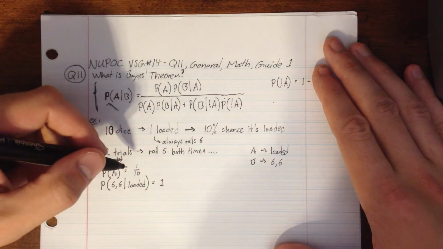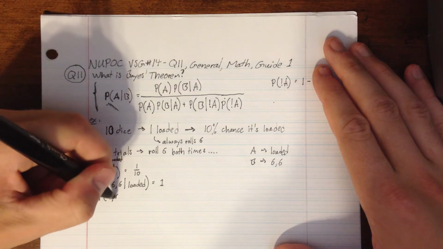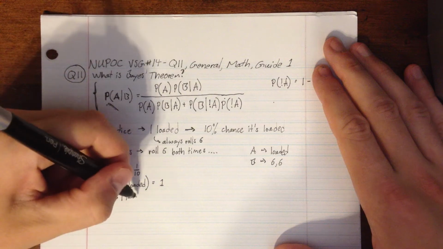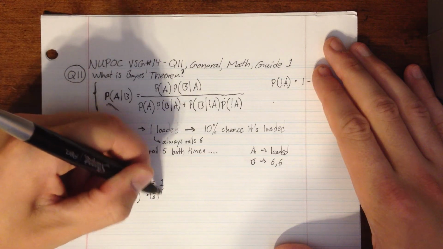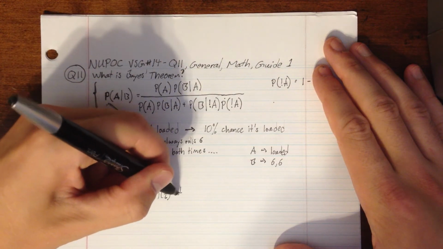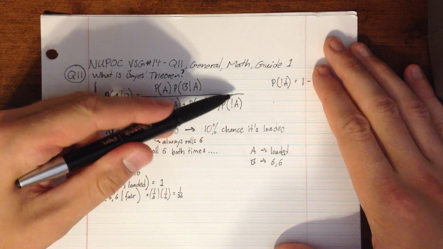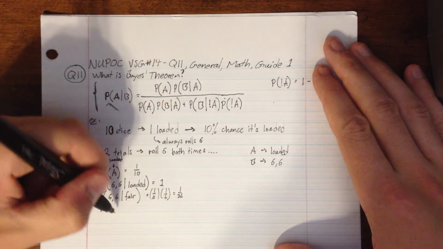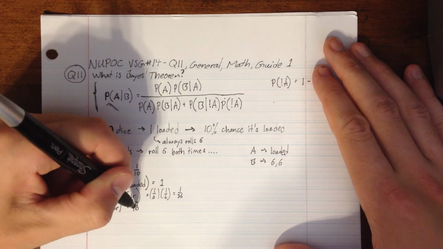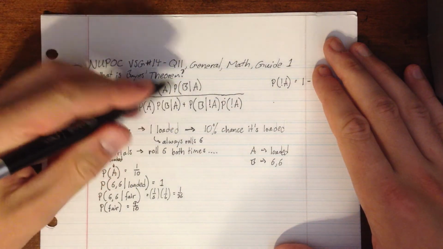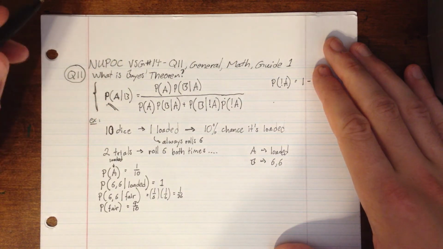What about the probability of B given not A, so given that it's the fair die? The probability that we roll a 6 and then another 6, given that it's fair, well, that's a 1 in 6 chance times a 1 in 6 chance, so it's just 1 over 36. And the probability that it's not A, the probability that it's a fair die, is 9 out of 10. So let's plug these into this equation and see what Bayes tells us for the probability that it's loaded given our trials that we got 6 and 6.